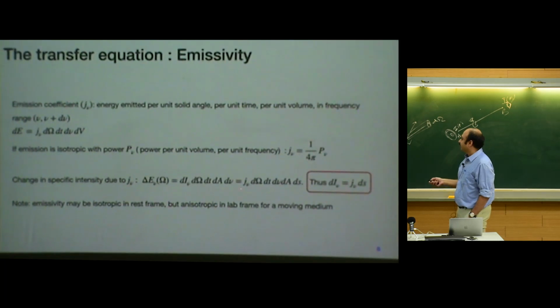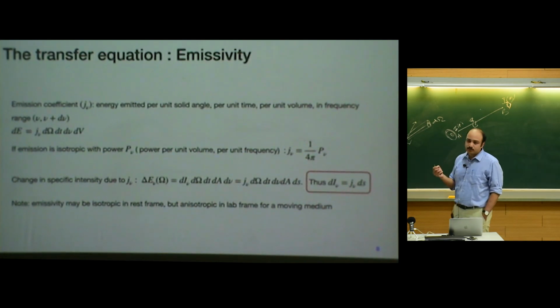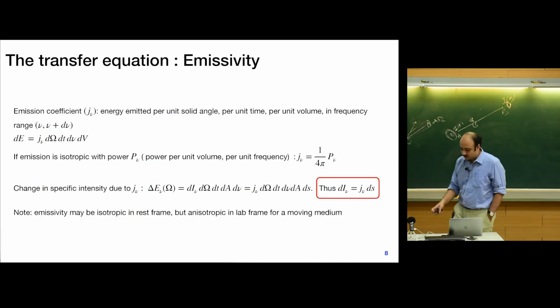This is equated to here, J nu d omega dt d nu dA ds. You just equate this, you get the first relation, which is that the small change in specific intensity di nu is equal to J nu times ds. What does this mean?